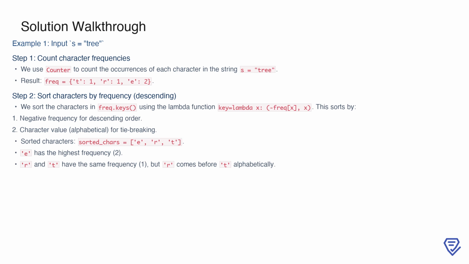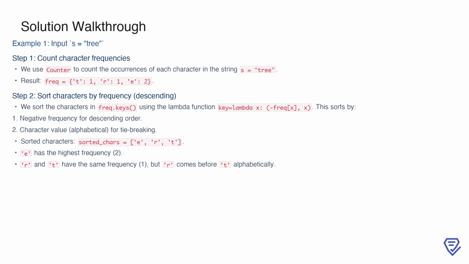This tells us that the character e appears twice, while t and r each appear once. Next, we sort the characters based on their frequency in descending order. To do this, we use a sorting function with a lambda expression. The lambda sorts by two criteria: first, by negative frequency so that higher frequencies appear first, and second, alphabetically to break ties for characters with the same frequency.